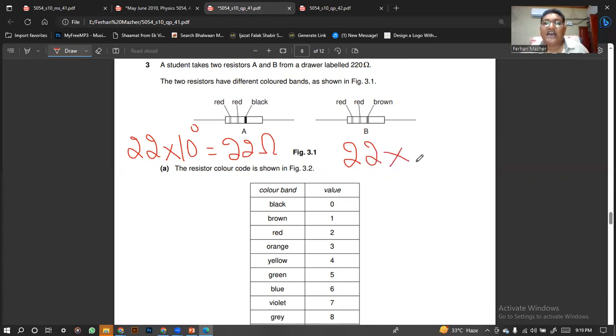Okay, multiplier. The third color is multiplier. Multiplier means 10 raised to power. What? That's brown. Brown means 1. So 22 multiplied 10, that will be 220 ohm. Okay. So we have 220 ohm. So that is the resistance of these wires.